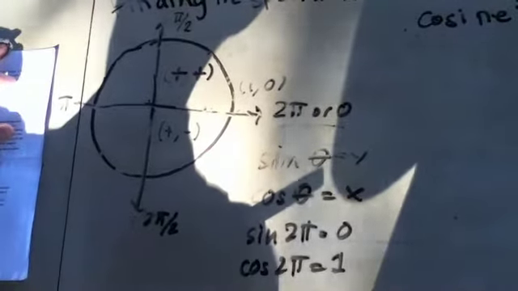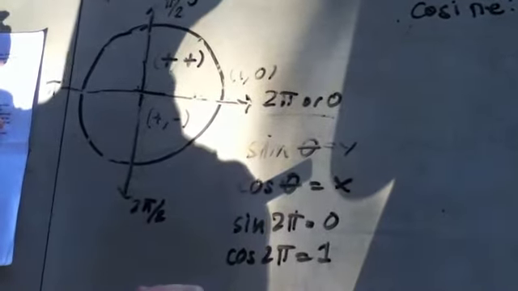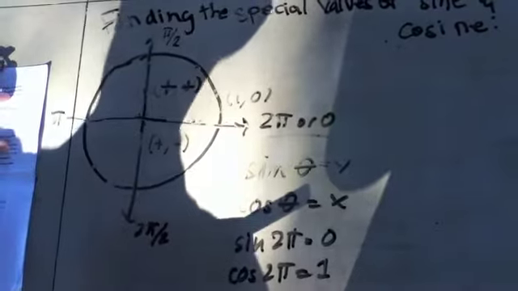The function of special angles are summarized in this unit circle. Note that 5 pi over 6, 7 pi over 6, and 11 pi over 6 are 30 degrees away from the x-axis, just like pi over 6. Hence, the sine and cosine values are the same except for the signs.